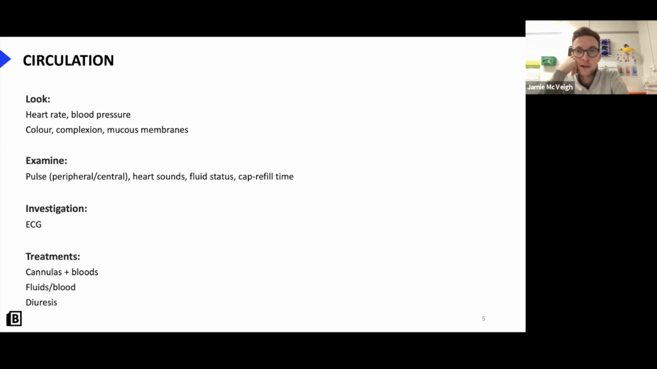So yeah, heart rate. Are they tachycardic? Are they bradycardic? Blood pressure, is it low? Obviously, we're talking about hypotension today, so it's probably going to be.